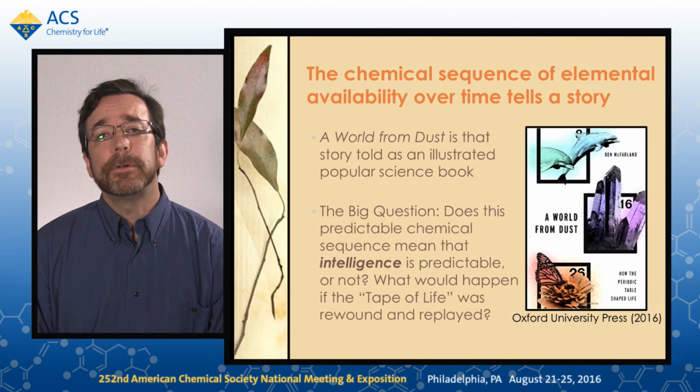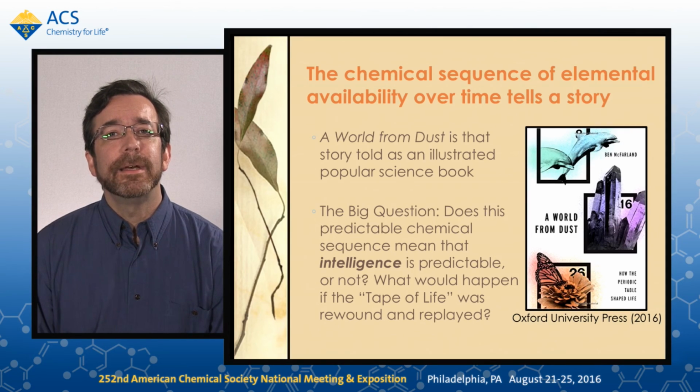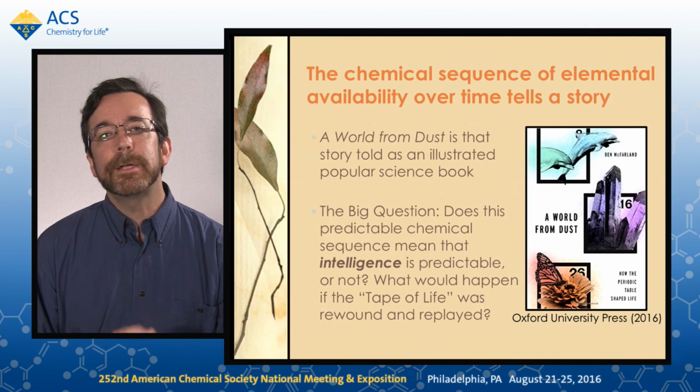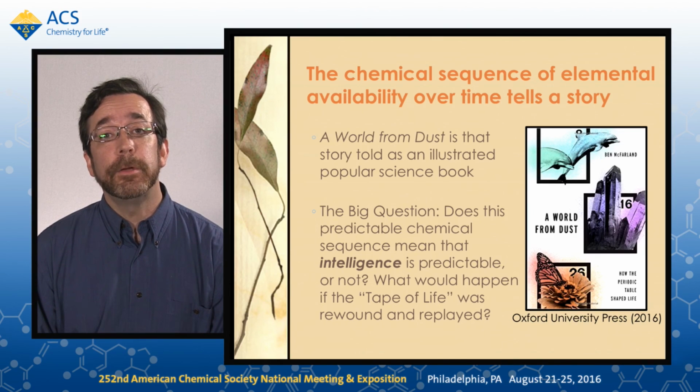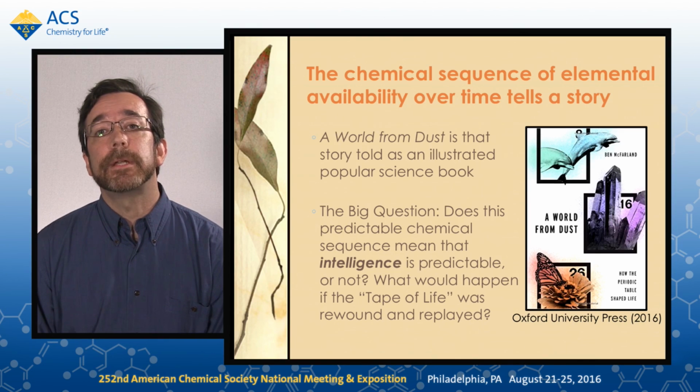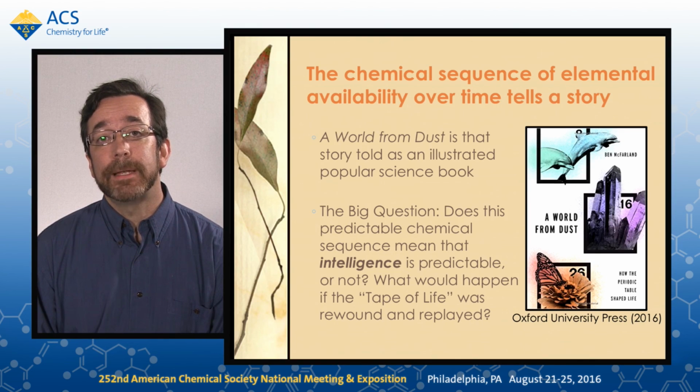What this book leads up to is a big question, of a kind that science can address. Does this predictable chemical sequence mean that intelligence is predictable or not? If we rewound the tape of life, would we end up with the same human intelligence, or would we not? The chemistry is predictable, but the biology may not be so much.